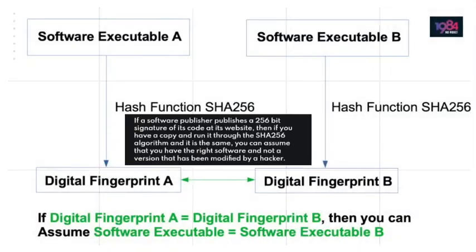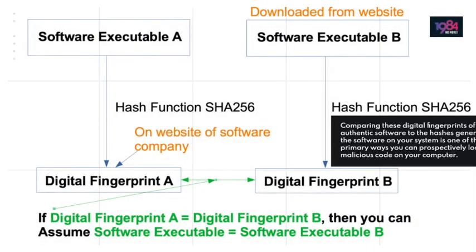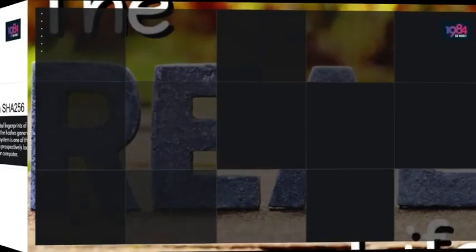If a software publisher publishes a 256-bit signature of its code at its website, then if you have a copy and run it through the SHA-256 algorithm and it is the same, you can assume that you have the right software and not a version that has been modified by a hacker. Comparing these digital fingerprints of authentic software to the hashes generated by the software on your system is one of the primary ways you can prospectively look for malicious code on your computer.